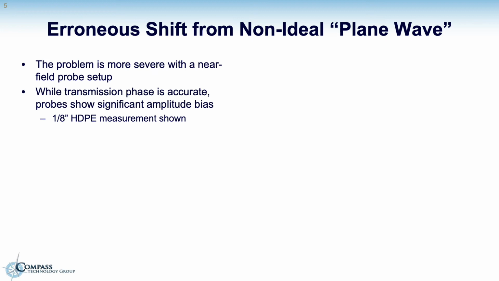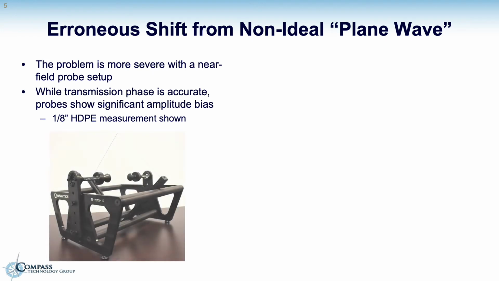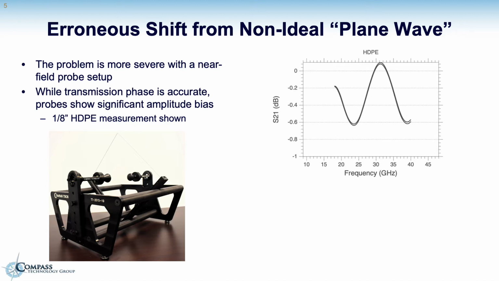So the effect of a non-ideal plane wave is most severe in a system such as what we have pictured here, our tabletop spot probe based system. The spot probes don't focus, rather the beam just diverges from the end of the probe, and because of that we get some additional bias in the transmission coefficient that we measure.